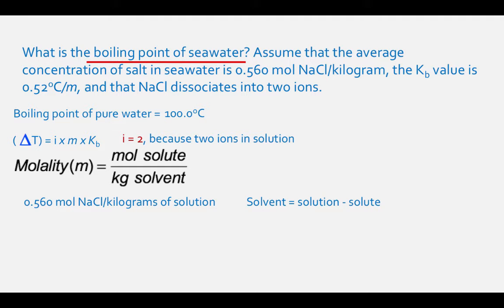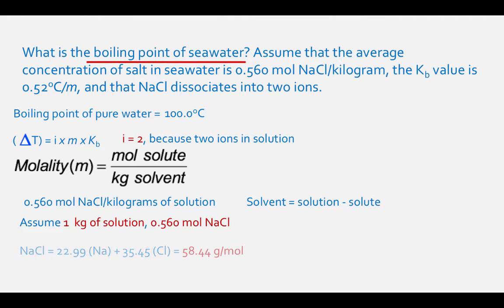Let's assume 1 kilogram of solution. Then we have 0.560 moles of solute or NaCl. We will convert the moles of NaCl to kilograms of NaCl, and then subtract from our 1 kilogram of solution. To convert from moles of NaCl to kilograms of NaCl, first go through the grams by multiplying the molar mass of NaCl. The molar mass of NaCl is 22.99 for 1 Na and 35.45 for 1 Cl, which equals 58.44 grams per mole. Take the 0.560 moles and multiply by 58.44 grams per mole, which equals 32.73 grams.